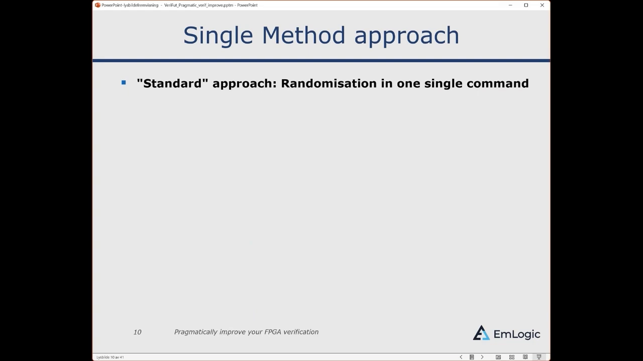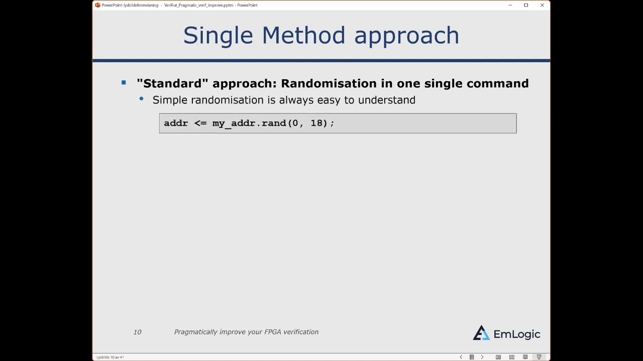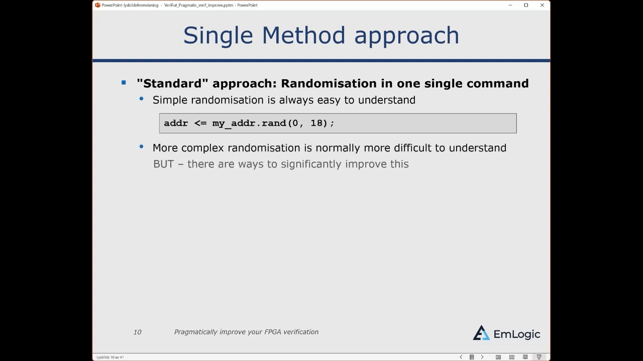So let's take one example. I don't have time to look at different types of randomization, but let's just show you the basic standard approach here, where we do randomization in one single command. Generating a simple random number is always easy. In this case, everybody easily understands that you generate a number between 0 and 18. The syntax is easily understandable and couldn't really be different.